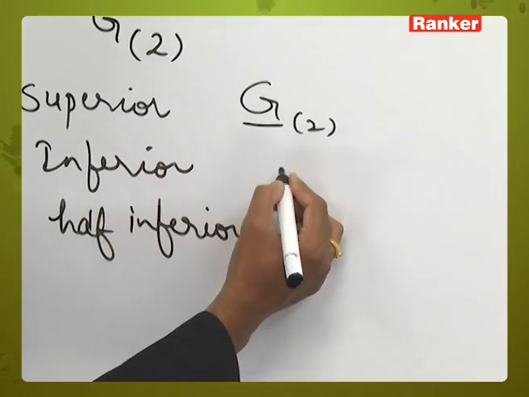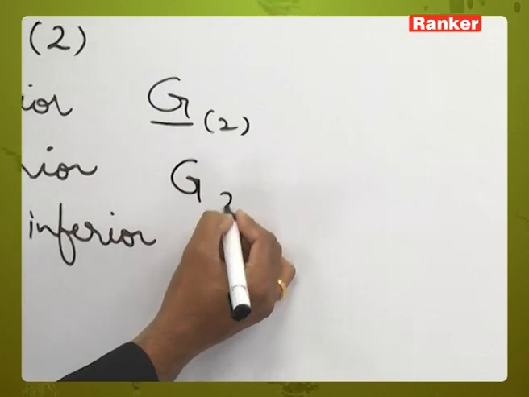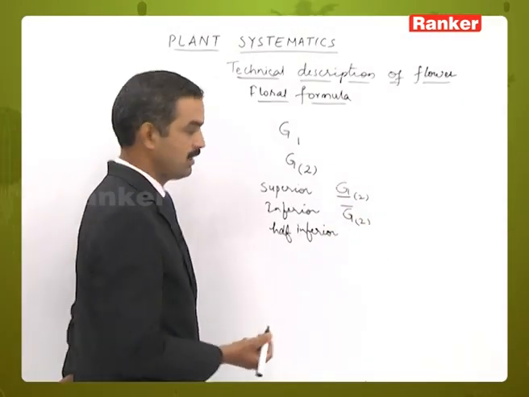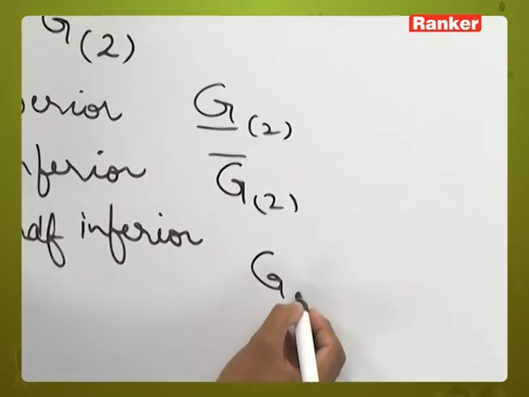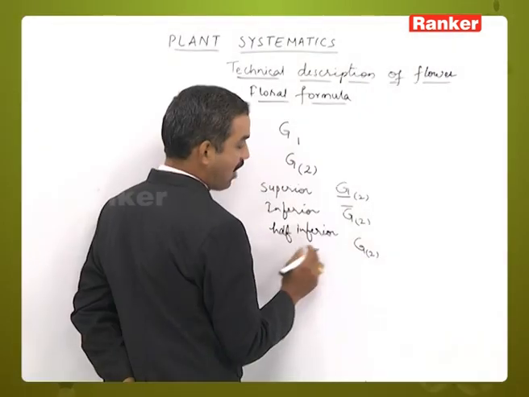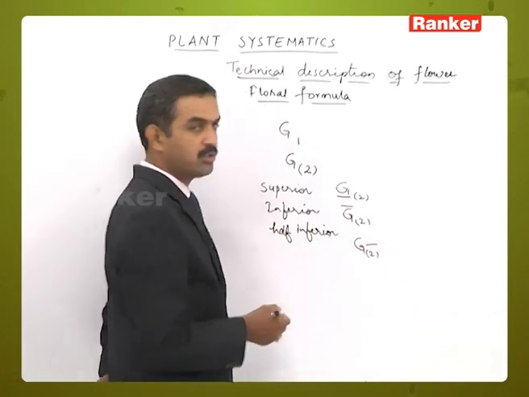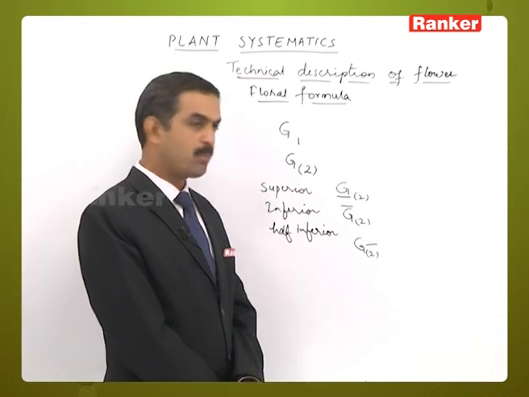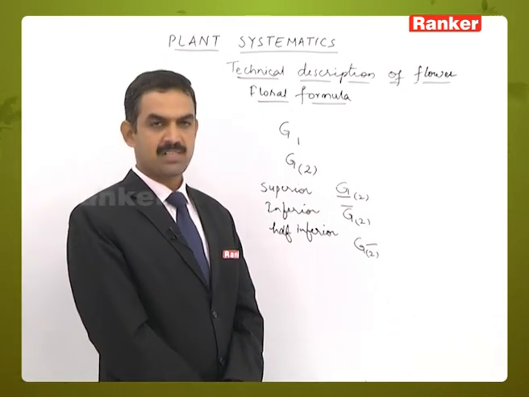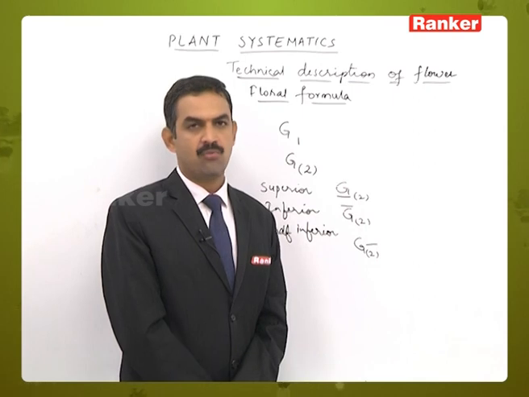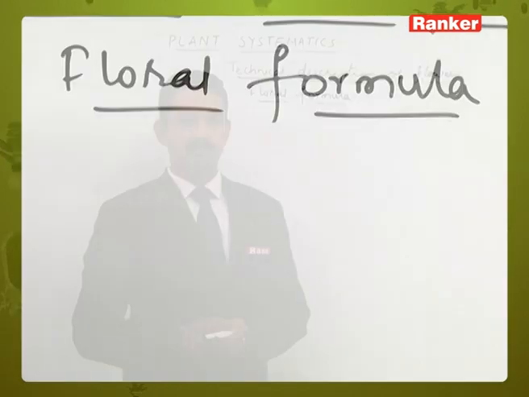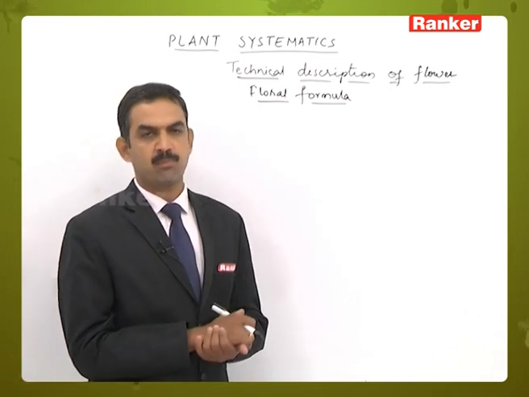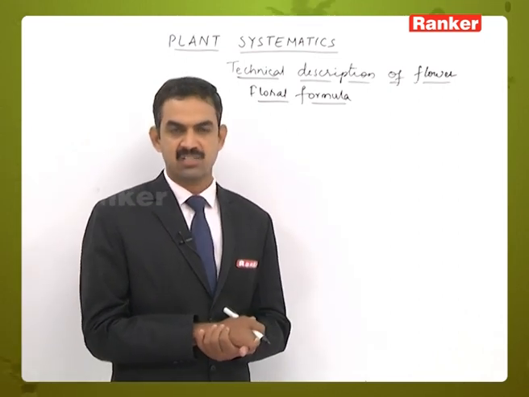And if it is inferior, gynoecium bicarpellary syncarpous, we show a bar above G, and bicarpellary syncarpous half inferior, we have to show a bar on the side of G. So, this type of ovary's nature can also be shown in the symbolic representation in the form of floral formula. In floral formula, we can't know what is the posterior side and what is the anterior side.